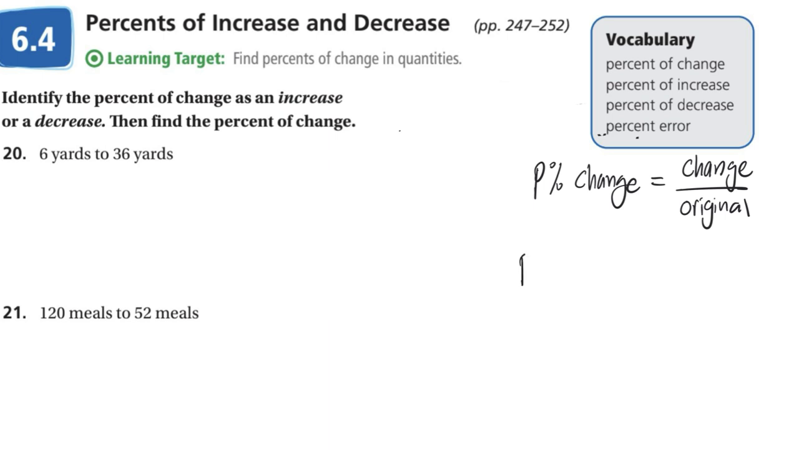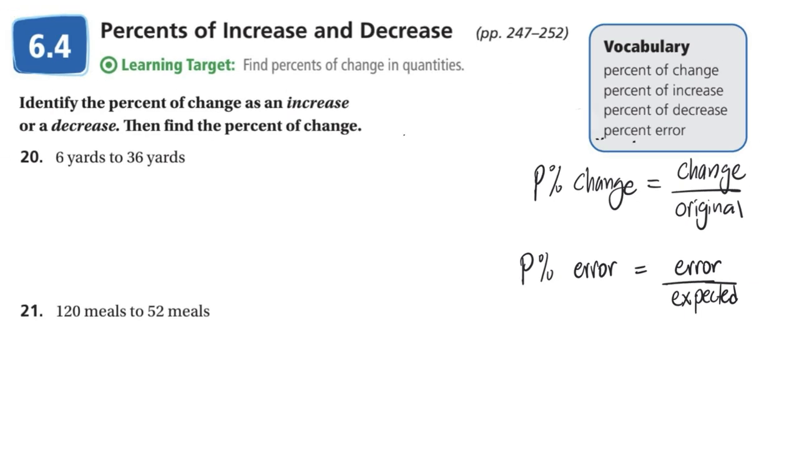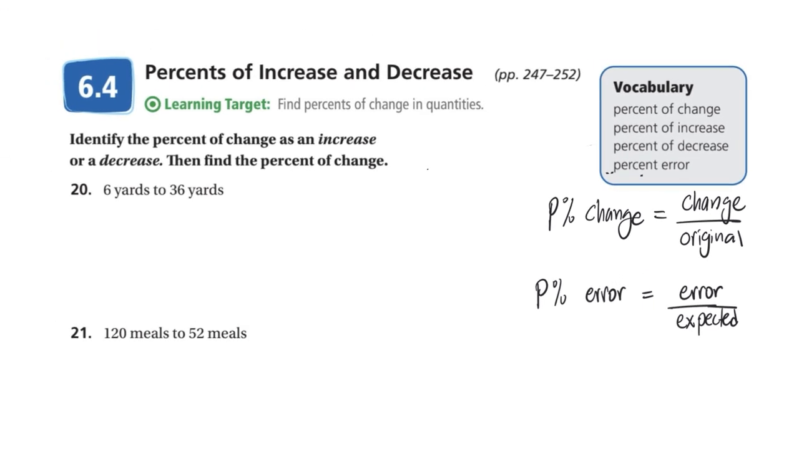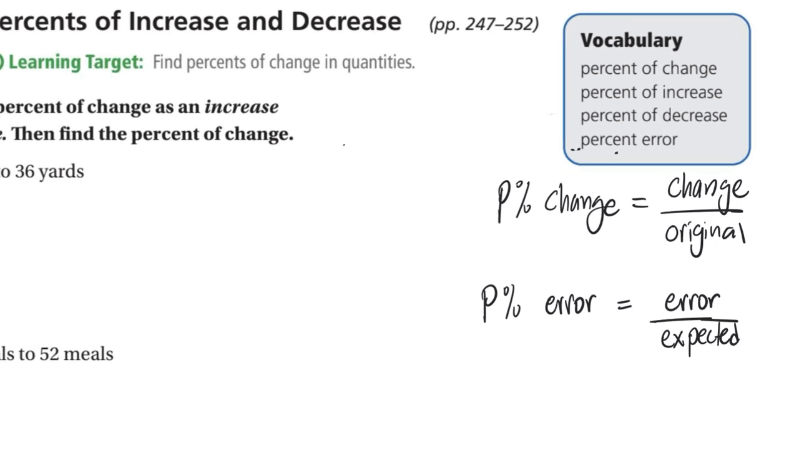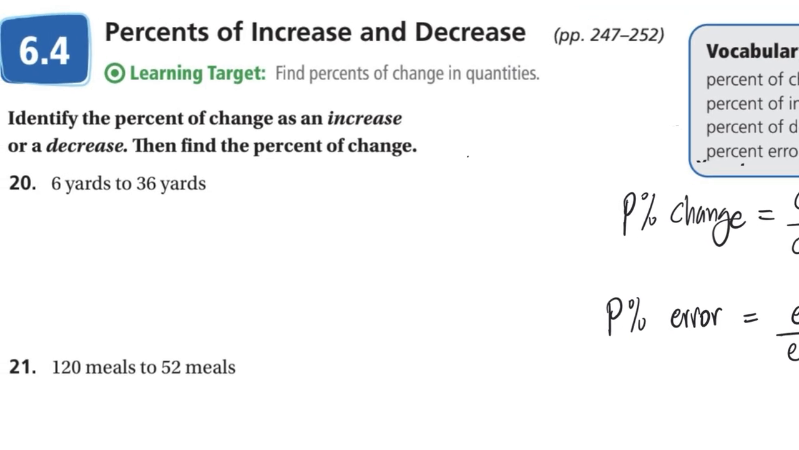Similar thing for percent of error. So if you were off by something, a measurement or a guess, we're comparing the amount we were off. We're going to call that the error, and compare that to what was expected, what it was supposed to be. So for the first ones, it's just a percent increase or decrease. So we're just dealing with the percent change part here.